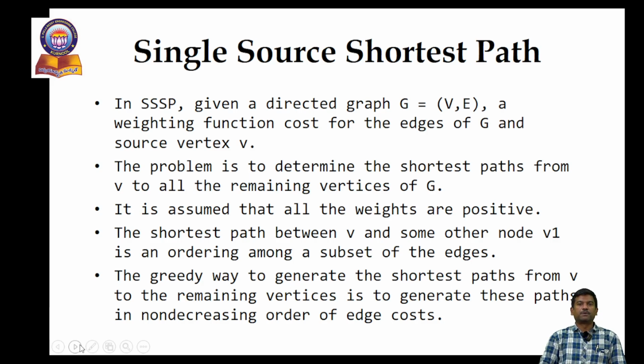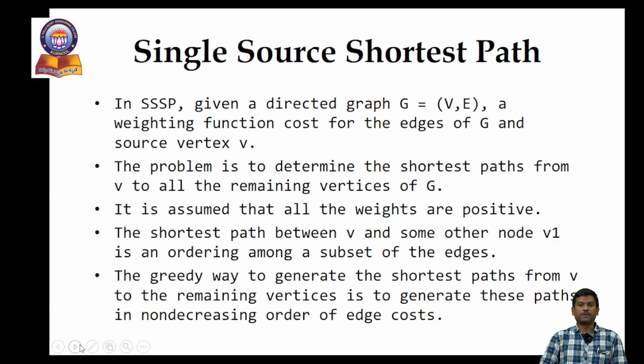So we can define the problem of single source shortest path as follows: given a directed weighted graph G equal to (V, E), where V indicates the set of vertices and E indicates the edges, a weighting function cost for the edges of graph G and the source vertex V are given. The problem of single source shortest path is to determine the shortest path or paths from V, that is the source vertex, to all other remaining vertices within the graph G. And it is assumed that the weights are positive numbers.